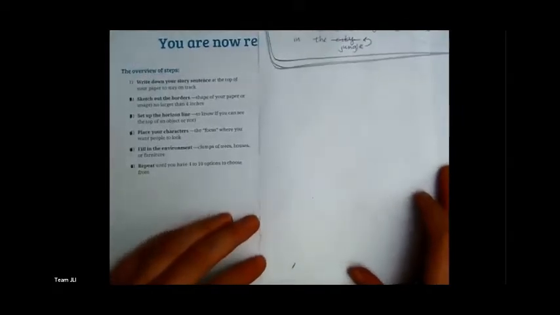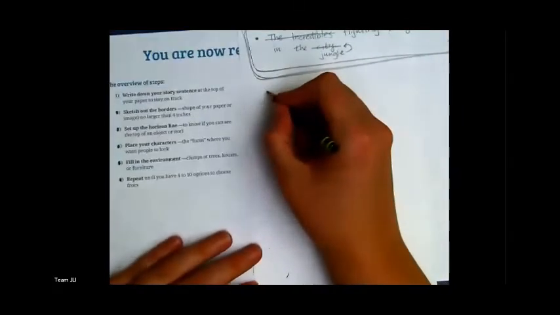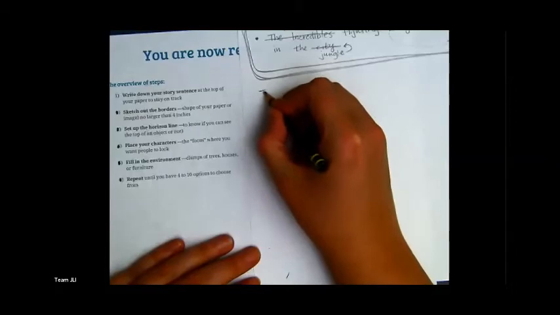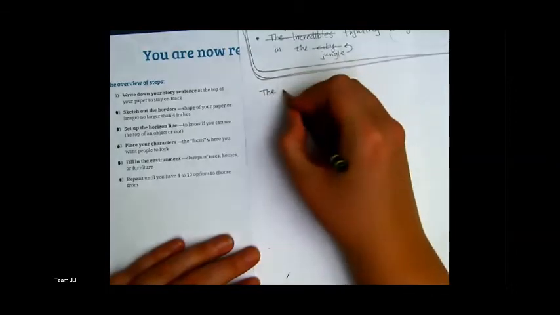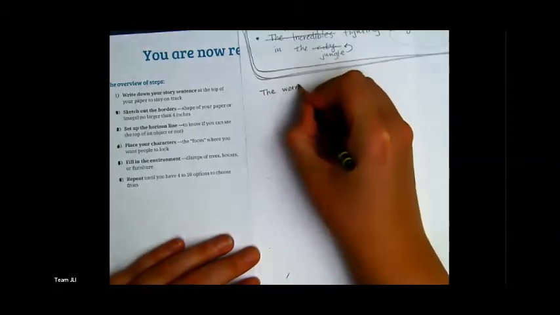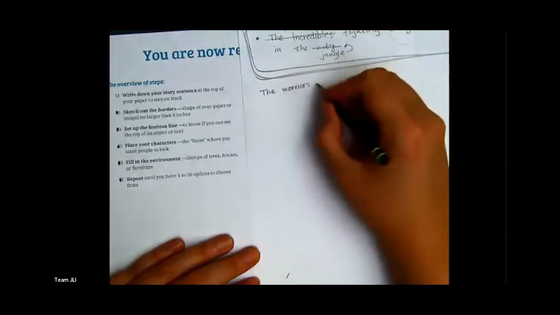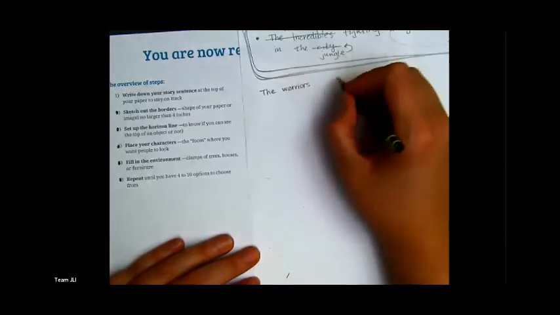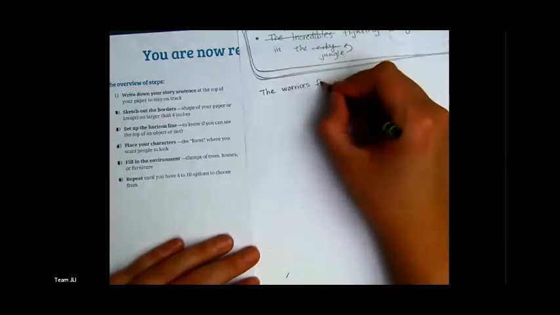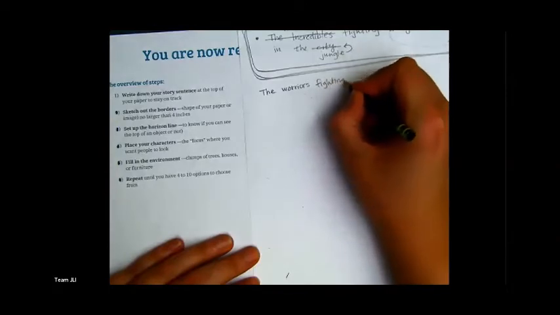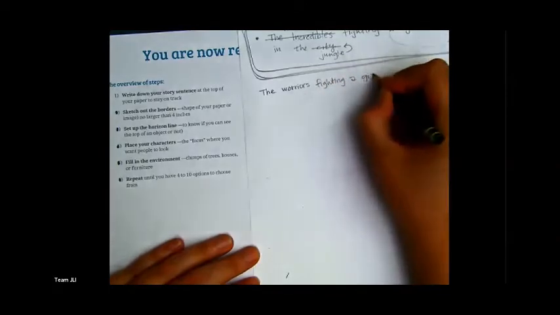So first thing I've got to do is write my story idea at the top of my paper so I don't get distracted by other wonderful ideas that pop into my mind. The warriors fighting a giant bug in the jungle. And that's my main idea.